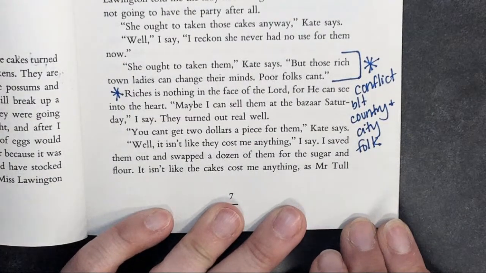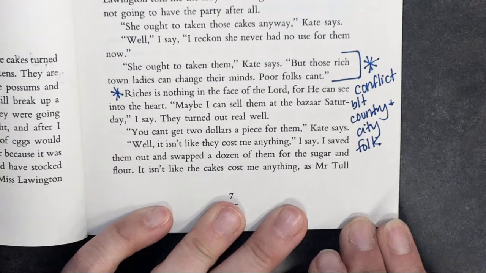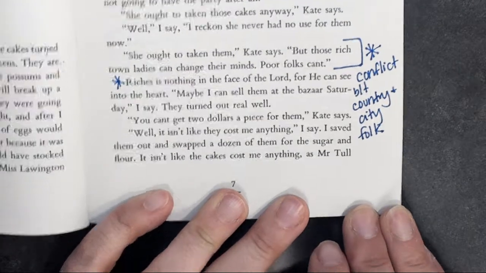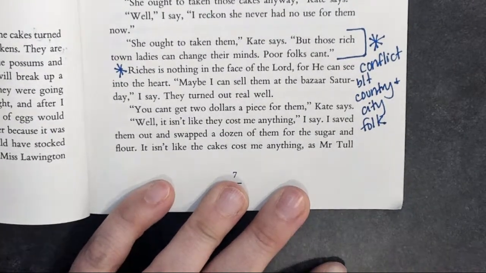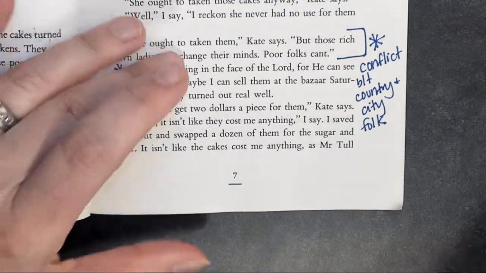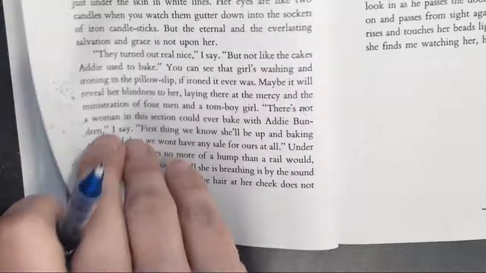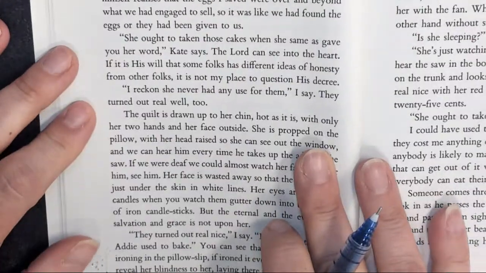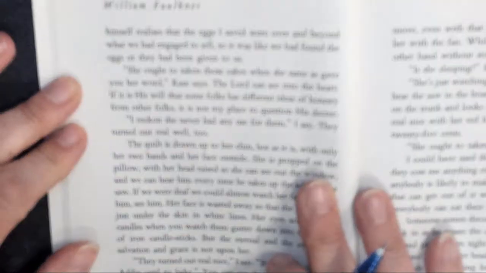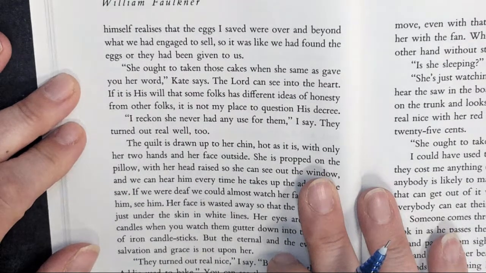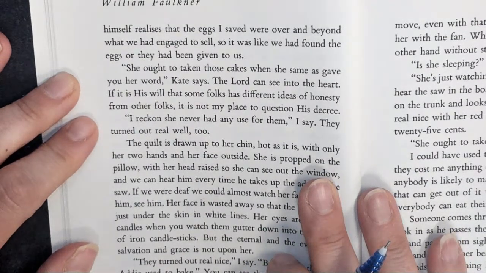Maybe I can sell them at the bazaar Saturday, I said. They turned out real well. You can't get $2 a piece for them, Kate says. Well, it isn't like they cost me anything, I say. I saved them out and swapped a dozen of them for the sugar and flour. It isn't like the cakes cost me anything. As Mr. Tull himself realizes that the eggs I saved were over and beyond what we have engaged to sell, so it was like we had found the eggs or they had been given to us.